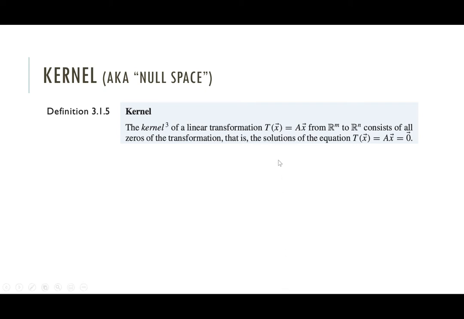The kernel of a linear transformation from Rm to Rn consists of all zeros of the transformation. So it's the set of vectors that get sent to zero by the matrix or your linear transformation. So yeah, another way of saying that is the kernel is the set of vectors x such that Ax equals 0. It's the solution set, I guess, to Ax equals 0.